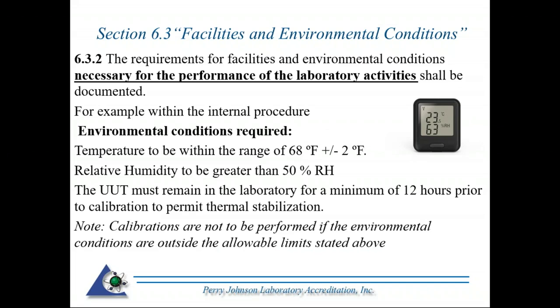Okay, 6.3.2, the requirements for facilities and environmental conditions necessary for the performance of the laboratory activities shall be documented. So we have a shall there, which is a requirement. In other words, if you're doing a test or calibration, for example, the temperature is to be within 68 plus or minus 2 degrees F, relative humidity to be greater than 50%, with instructions regarding the unit under test as far as any stabilization period, and when or when not to proceed with calibration due to predefined limits set for any environmental criteria. It's fine if they're in place, and an assessor may very well ask, but they need to be documented. As you see, shall be documented. Usually that could be within the internal procedure, which is typically a good place for those parameters to be documented.